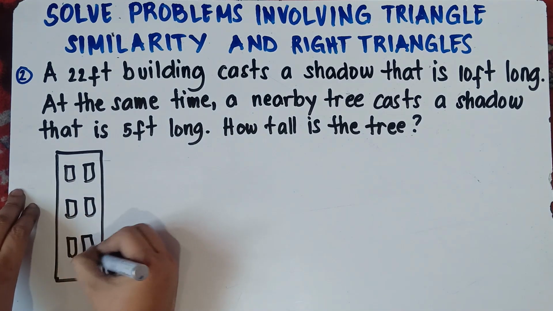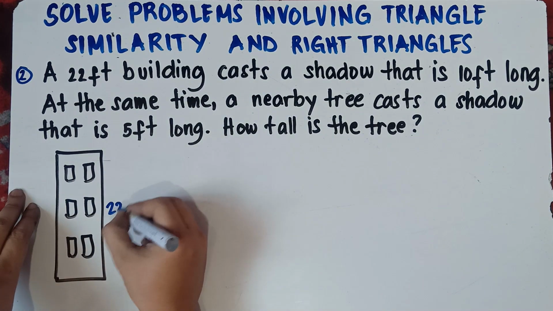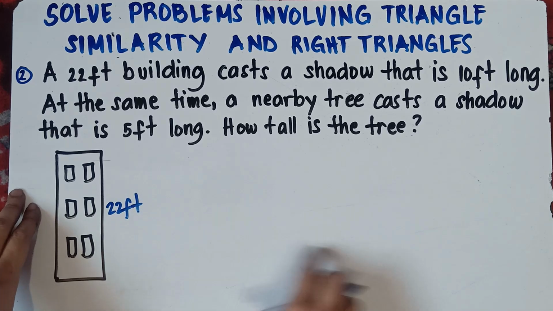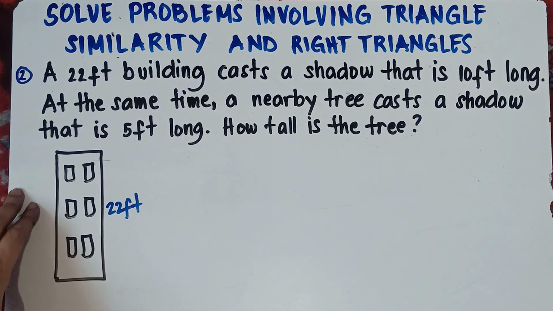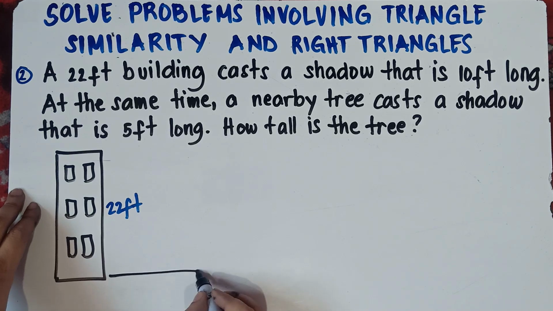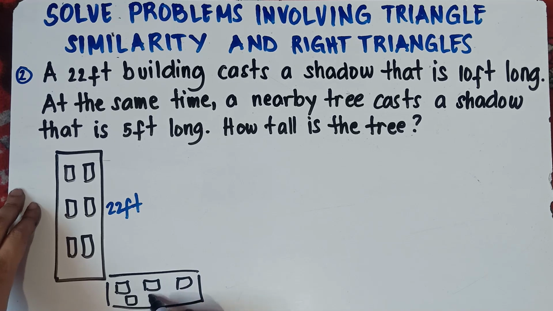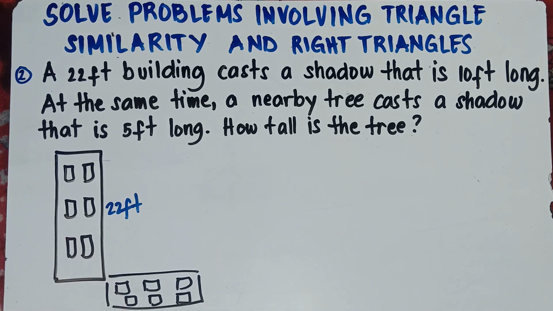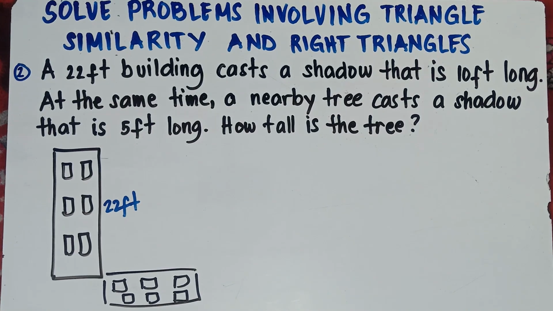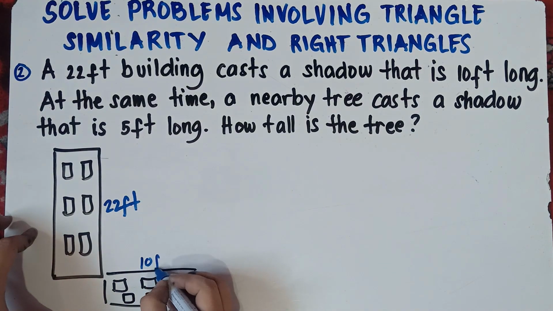The height is 22 feet, so this is 22 feet. And it casts a shadow that is 10 feet. Assuming that this is the shadow of this building, you can draw the building on the bottom part, because this is the shadow. So once again, we have a given building that is 22 feet and a shadow that is 10 feet.